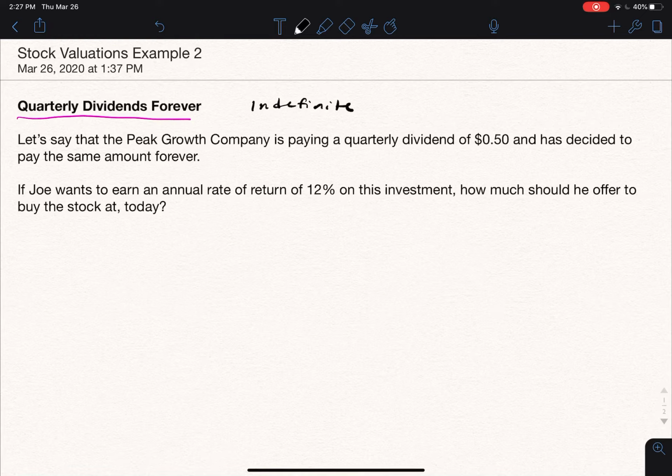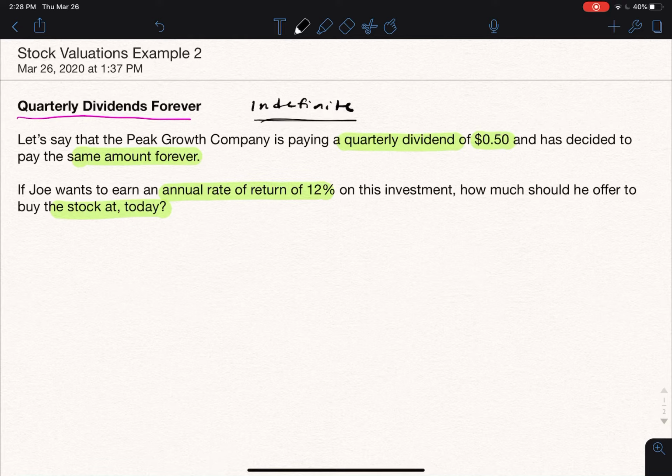Okay, so let's say that the Peak Growth Company is paying a quarterly dividend. So Peak Growth Company is paying a quarterly dividend of 50 cents and has decided to pay the same amount forever. If Joe wants to earn an annual rate of return of 12% on his investment, how much should he offer to buy the stock at today? Now, there's a lot of information given to you in this example, but there's also a lot of information that is not given to you. And that's what you have to really be able to key in on here.